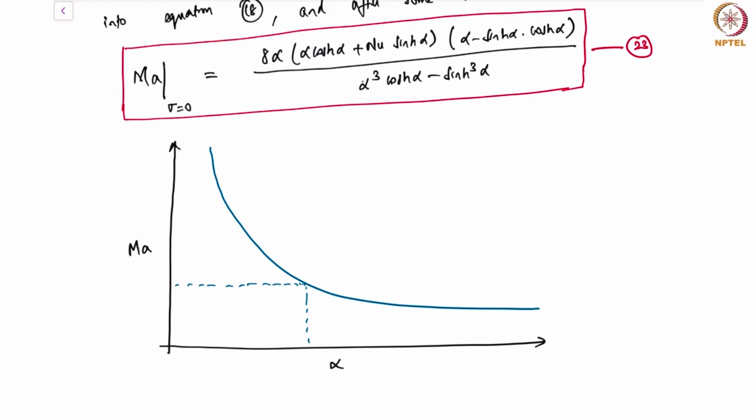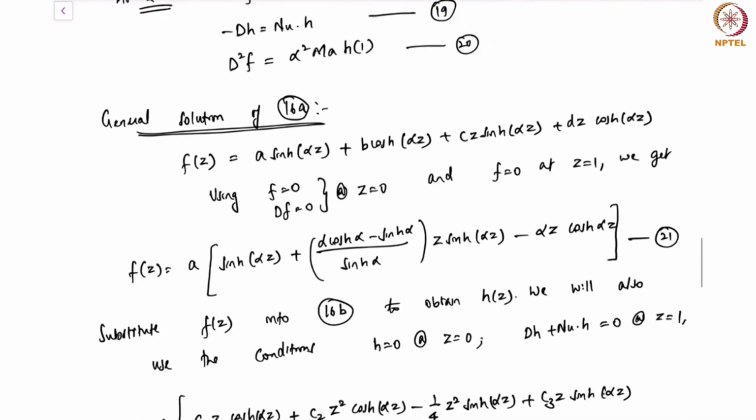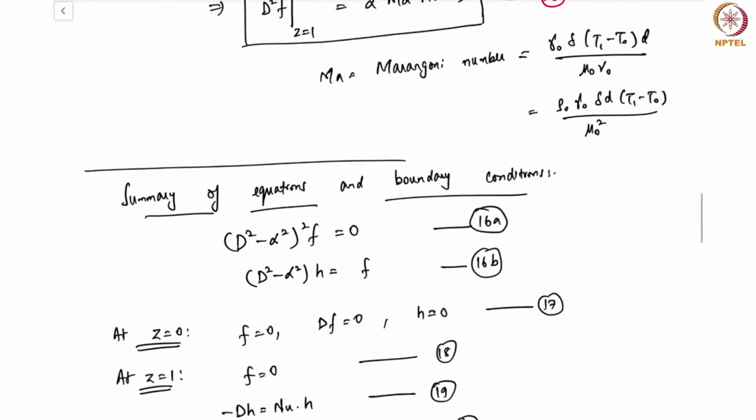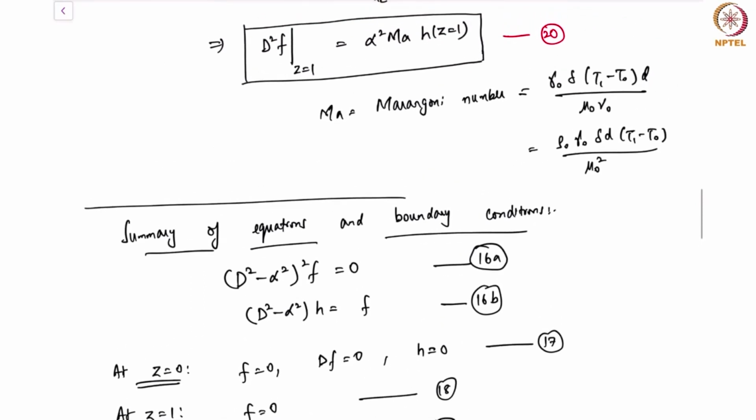Again, remember what was the definition of the Marangoni number? The definition of the Marangoni number, you can see here, I will highlight it here. The definition of the Marangoni number involves temperature gradients.